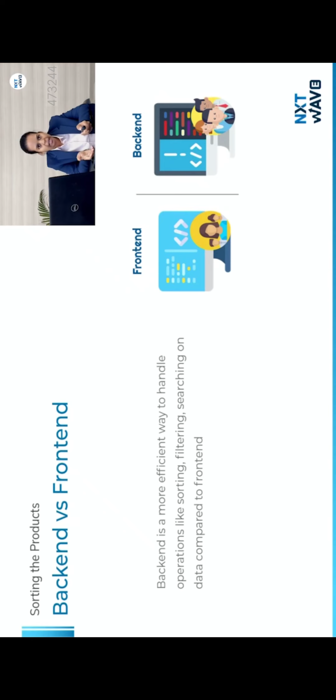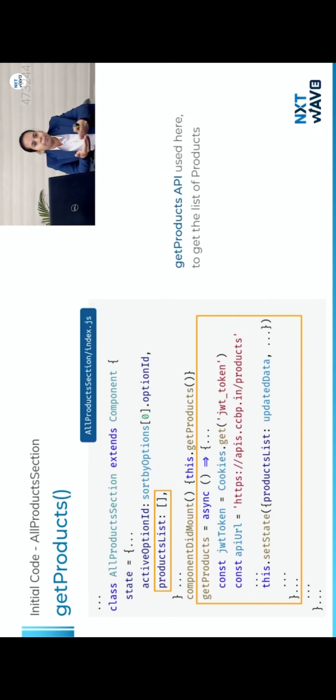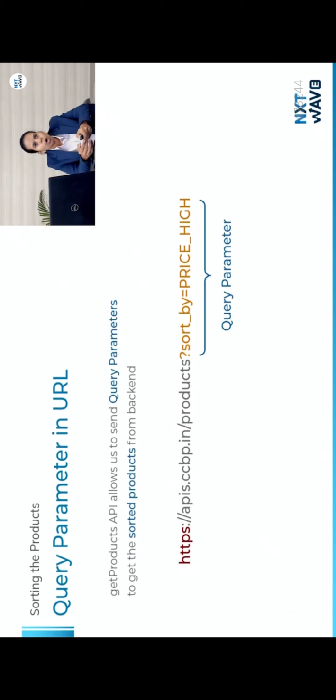Okay, so even in our case, we are going to make use of the get products API that we have previously integrated, and appropriately we'll get the sorted list of products. Okay, clear? So based on the drop down selection, we'll get the sorted list of products. Now how do we get it using this API? For this, we'll make use of the query parameters. So remember, there are query parameters. We'll make use of these query parameters in the URL to fetch the sorted list of products. Okay, you can see there, there's a question mark. After that, we have written sort by equal to, and we'll provide the value.